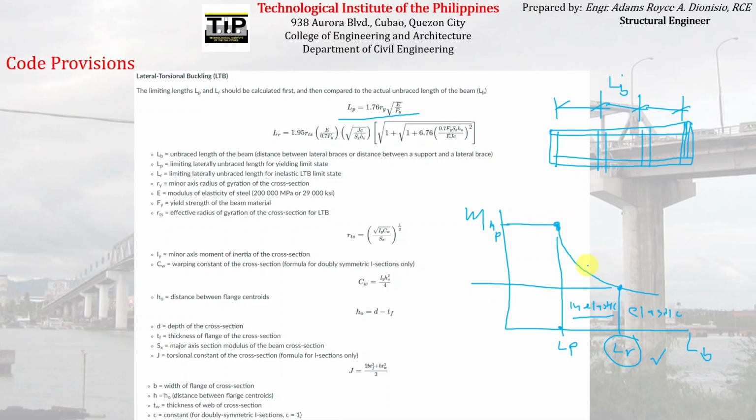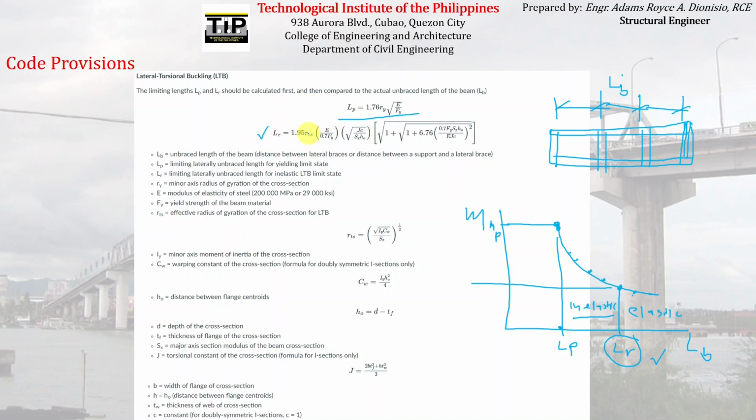Okay? Because according to the graph, kapag yung spacing ng mga bracing is between LP and LR, ito yung mga corresponding moment capacity yan. No? Obviously, mas malaki sila compared dito sa moment capacity kapag yung spacing ay masyadong malaki na. Ito, nandito na. Okay. So this is the formula for LR.